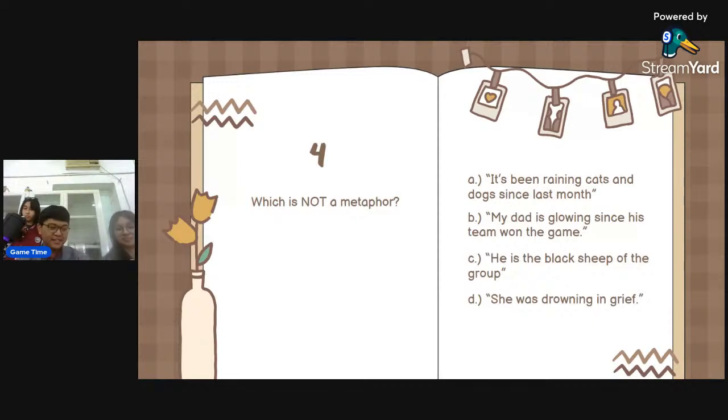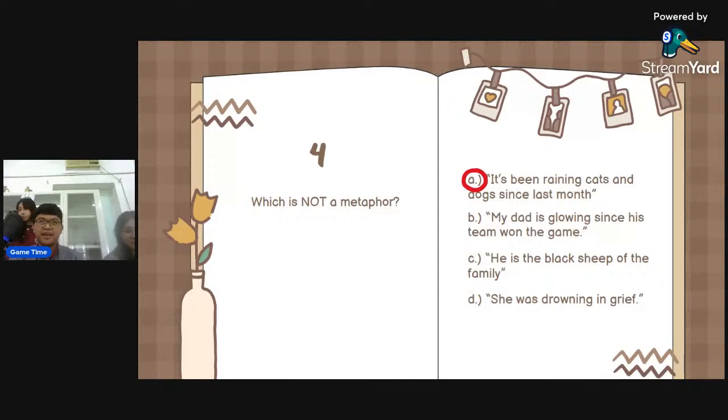So the answer would be A, it's been raining cats and dogs since last month. A lot of you answered C. Why not C? This wasn't discussed earlier, but this is just a way for you to understand what a metaphor is. A metaphor compares two things together. So how is it not C?